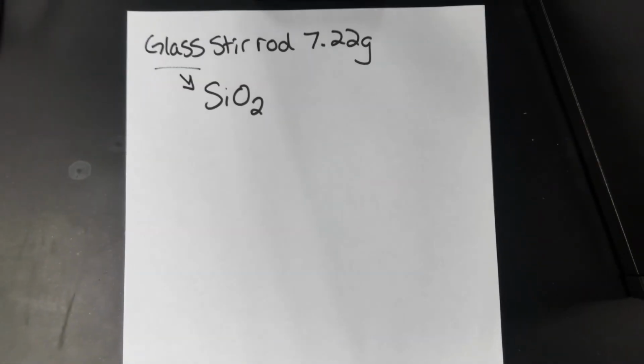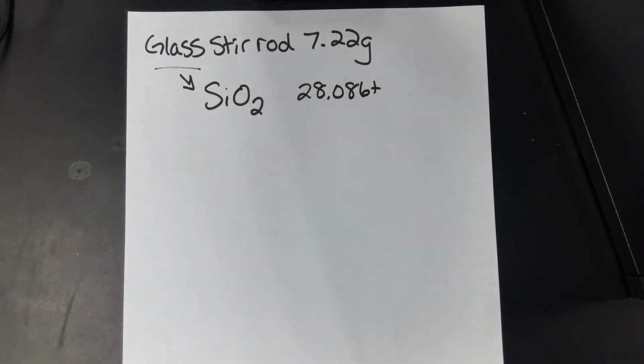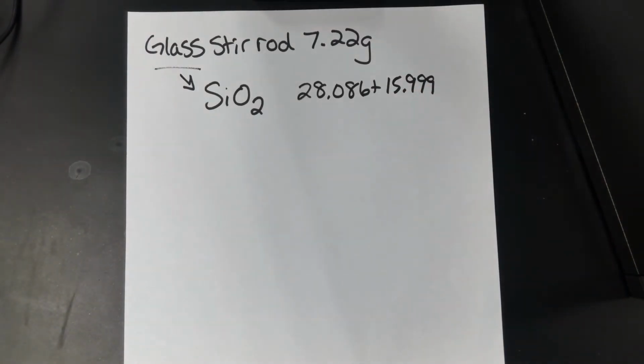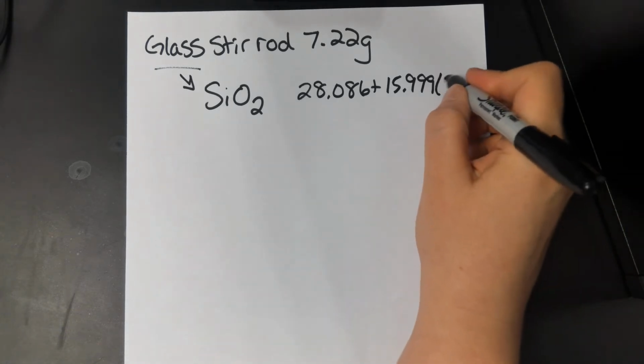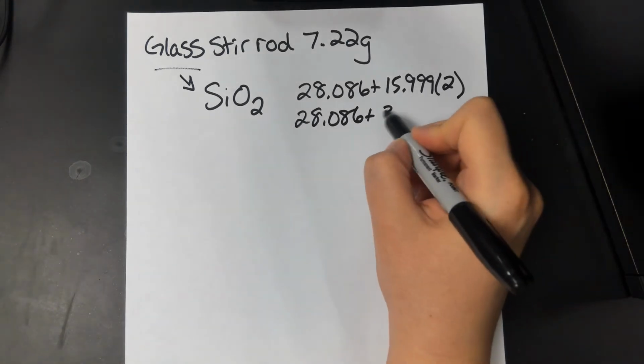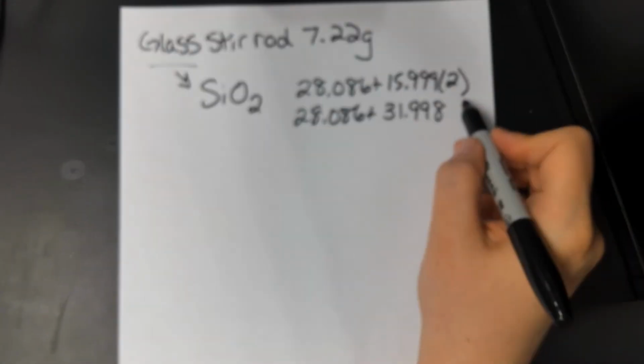So let's look up the molar mass of silicon. That is 28.086. And the molar mass of oxygen is 15.999, but I'm going to need 2 of those, aren't I? Right? So it's really 28.086 plus 31.998. Now what is this?